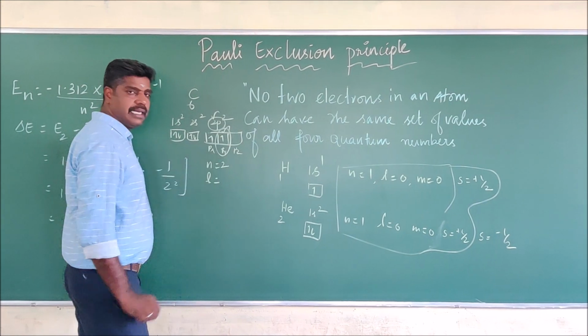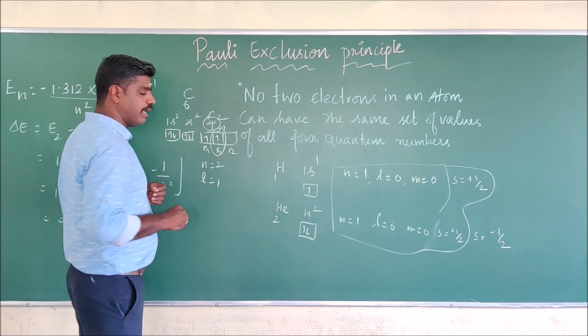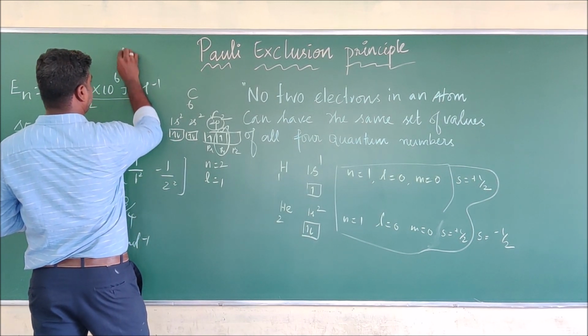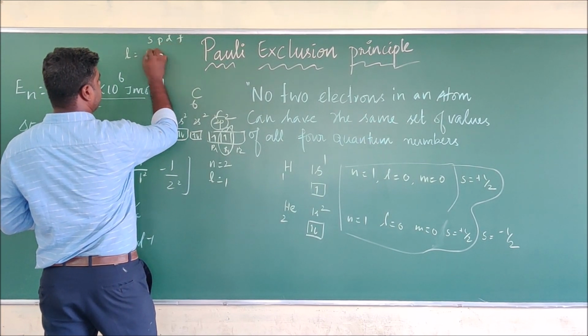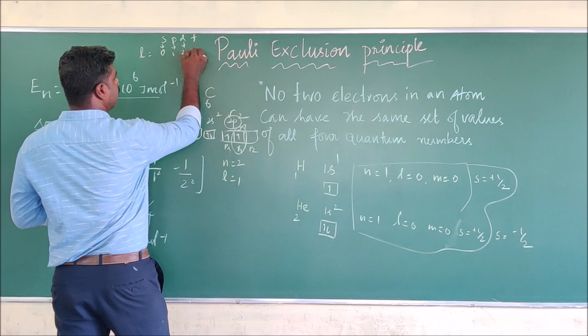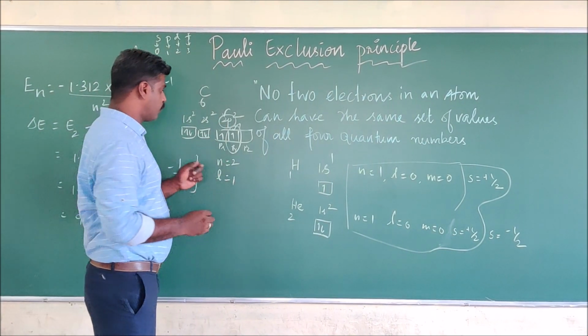What about the azimuthal quantum number? It belongs to the p orbital. What is the azimuthal quantum number? The value is l equal to 1. We know, once again I repeat here, for the azimuthal quantum number we have values for 4 orbitals: for s orbital 0, for p orbital 1, d orbital 2, and f orbital 3. Okay, so p orbital is 1.